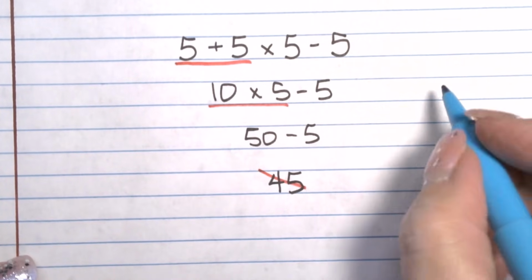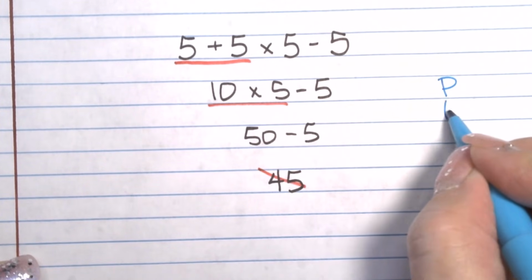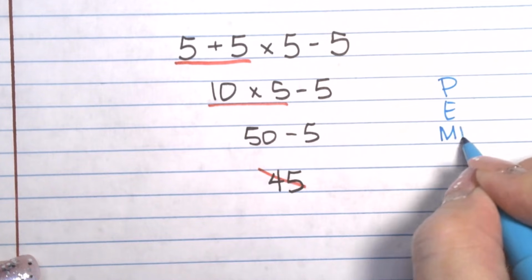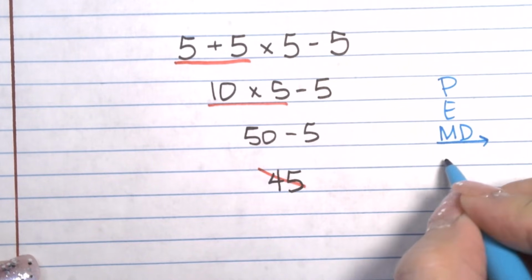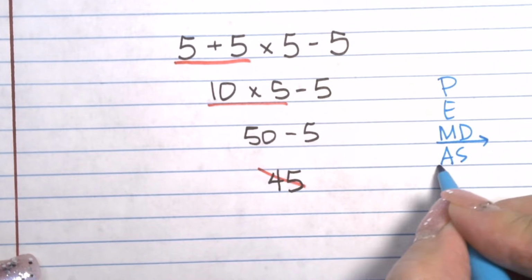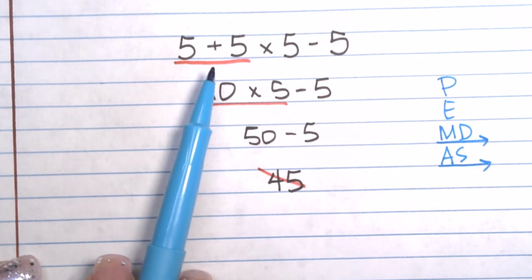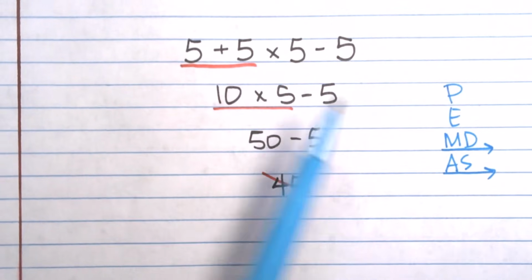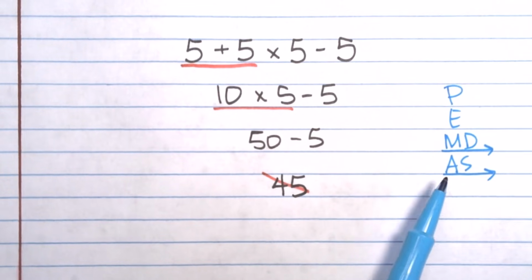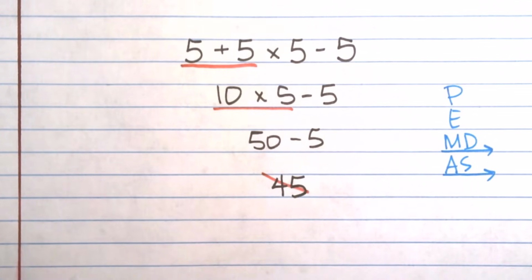Let's review that real quick. You have to do parentheses first, then exponents, then you multiply and divide in order from left to right, and then you add and subtract in order from left to right. So I started this one with addition when I should have started with multiplication. All of those have to happen before you can do adding and subtracting.